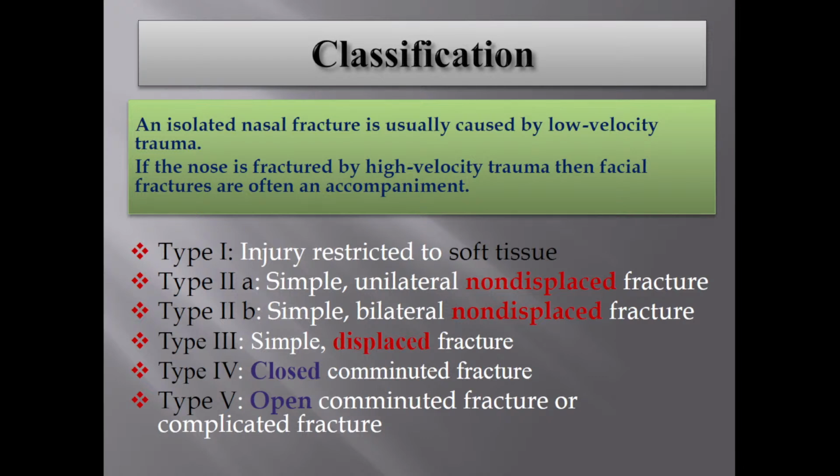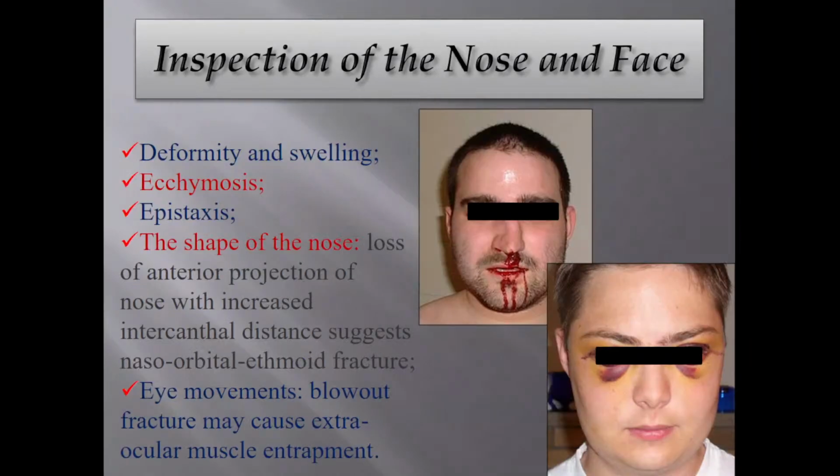And according to the classification, the first type is soft tissue injury, restricted to the soft tissue. Second, A and B, is a non-displaced fracture. Second A is a unilateral, and second B is a bilateral non-displaced fracture. The fourth type is a displaced fracture. And the fourth and fifth types are closed and open comminuted fractures of the nose. And of course, our classification is fractures with dislocation and without dislocation. A simple classification.